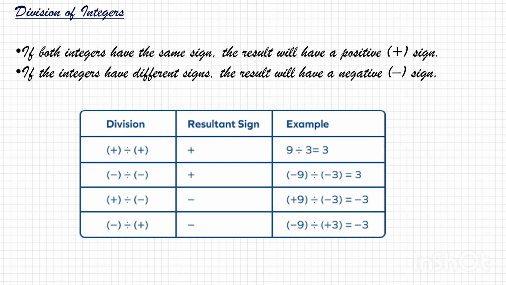Division of integers. If both integers have the same sign, the result will have a positive sign. If the integers have different signs, the result will have a negative sign.